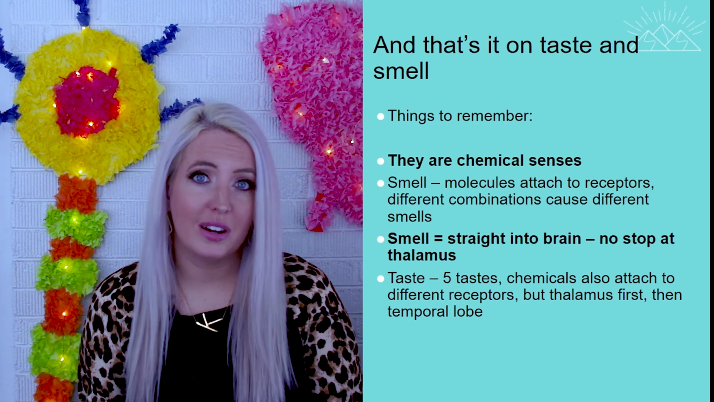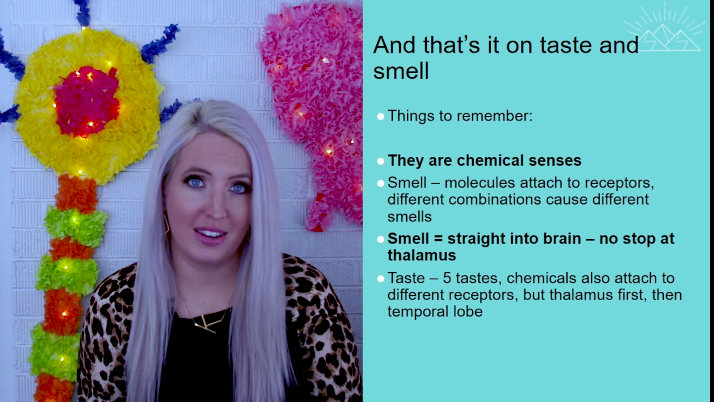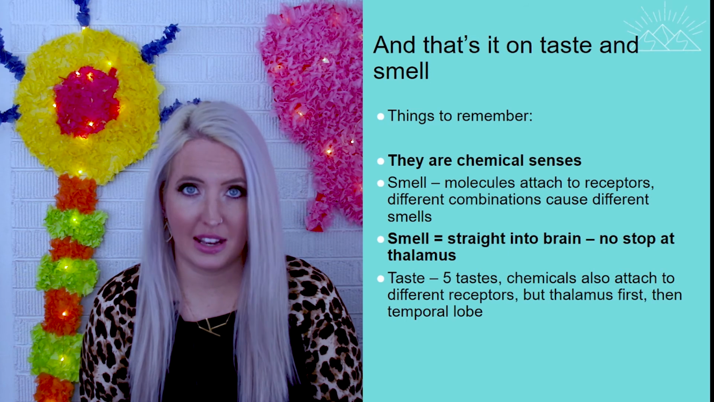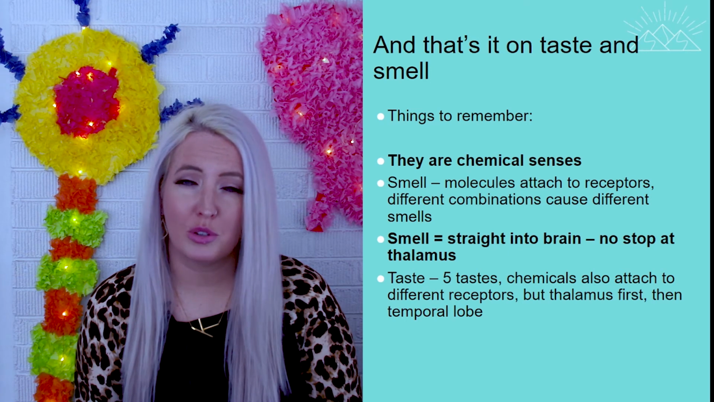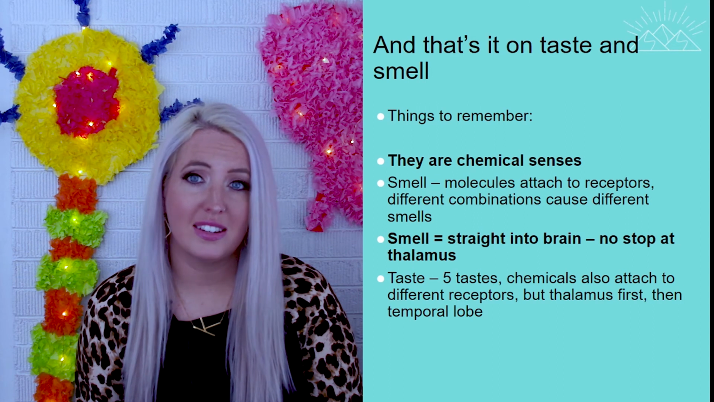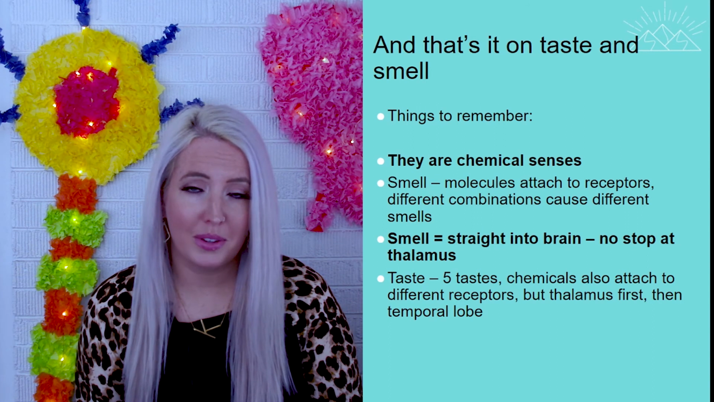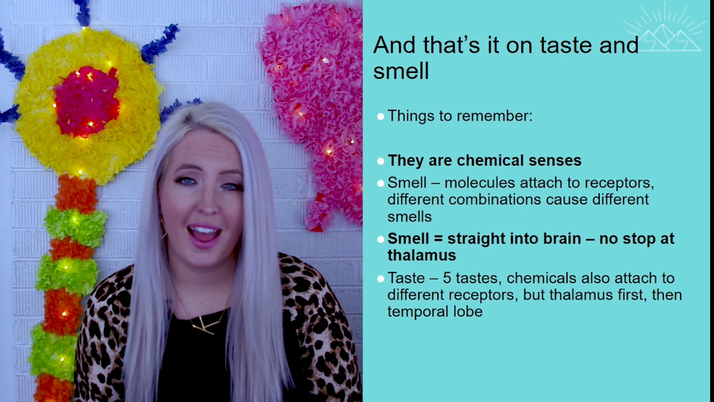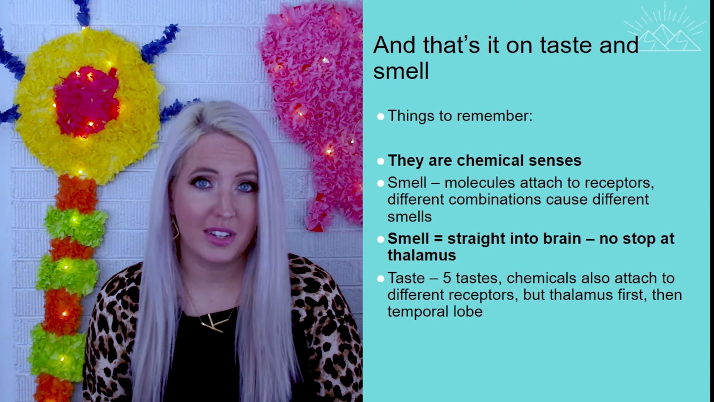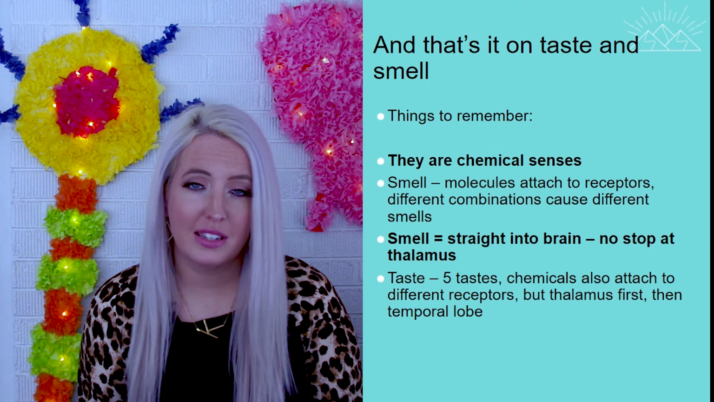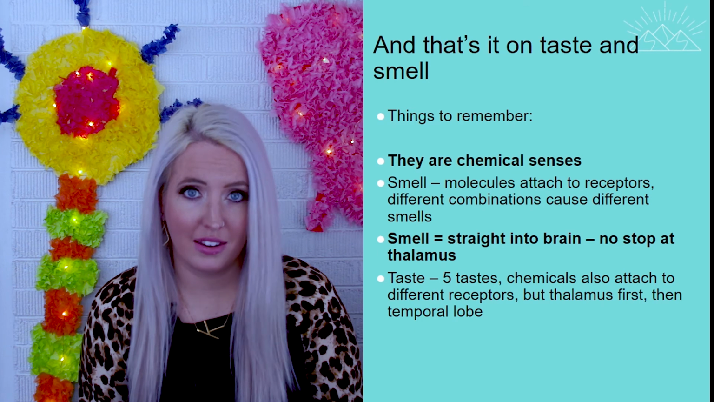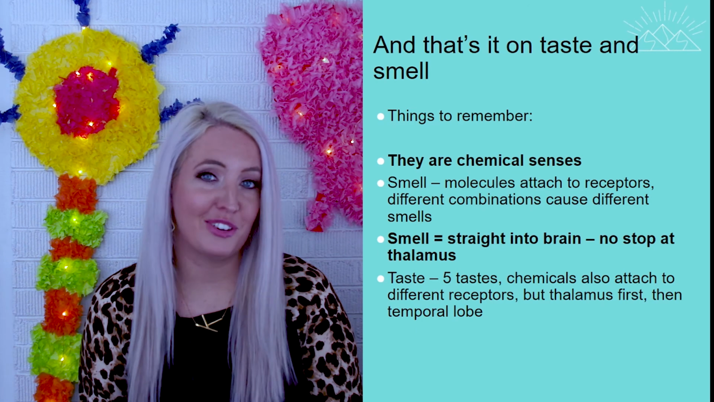So that's it for sensation, and that's it for smell and taste. The big things to remember is that these are our chemical senses, that the sense of smell goes straight into the brain without stopping at the thalamus, that different size odor molecules attach to different receptors, and the different combinations create the different smells we experience. With taste, it's those 5 taste sensations, and it goes to the thalamus and then to the temporal lobe. And that's it for sensation.